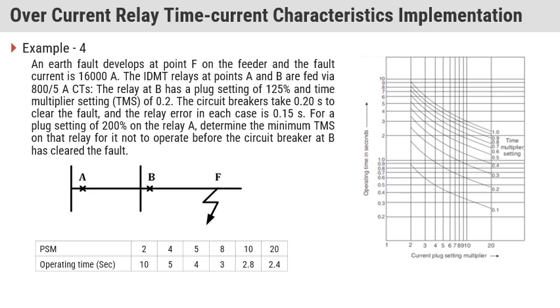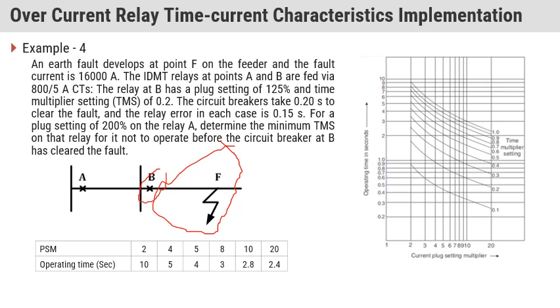Ideally, if the fault is present at location F, then the system should operate only circuit breaker B, and A remains closed. So what we have to determine is the minimum TMS on that relay for it not to operate before the circuit breaker. So we have to find the minimum TMS for relay A, so that it will not operate before relay B.